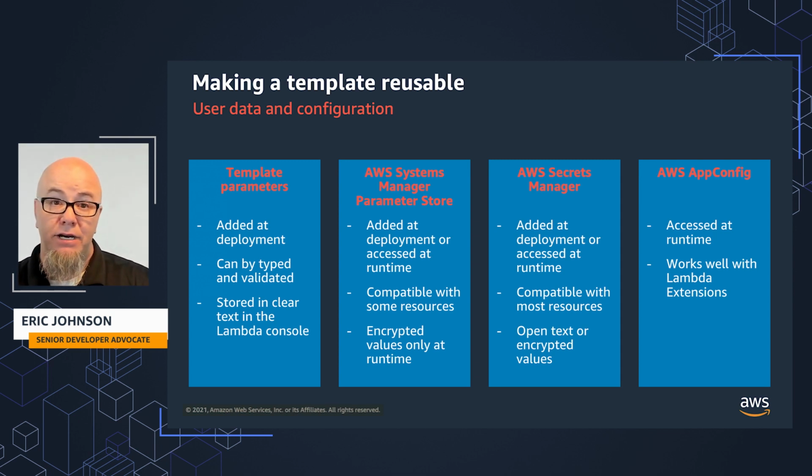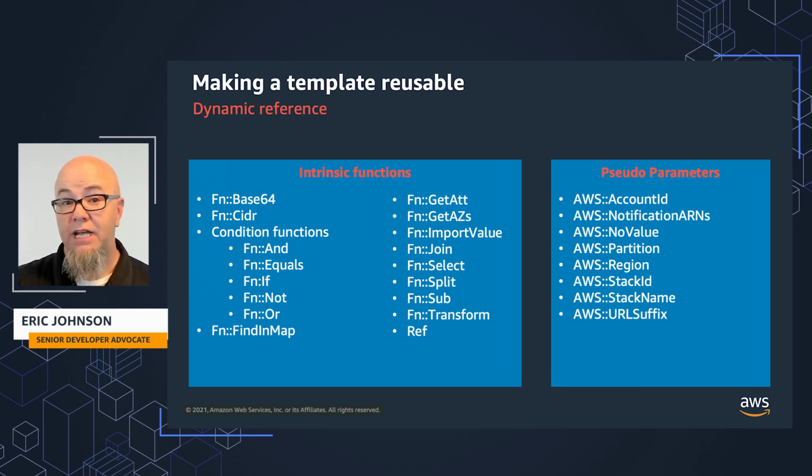The AWS Systems Manager Parameter Store is compatible with some resources and can provide encrypted value only at runtime, while the AWS Secrets Manager is compatible with most resources and offers open text or encrypted values at deployment or runtime. The last way of adding parameters to Lambda functions is by using the AWS App Config service. Lambda functions have access to app config at runtime via a Lambda extension, allowing updates to the Lambda function's configuration without redeploying. Data can also be referenced internally in the same templates using intrinsic functions.